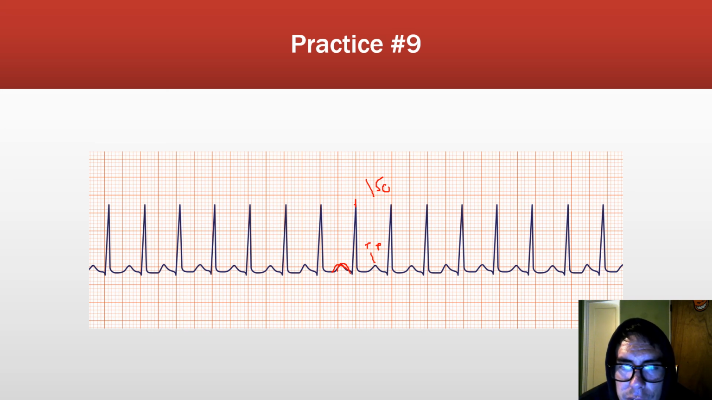QRS is normal. So in this case, because we can't really tell what's going on and it's fast, this would be what we refer to as SVT, or supraventricular tachycardia. If I could see P waves, that would count as something called sinus tachycardia, because I would know it came from the sinus node, but I can't tell that here.